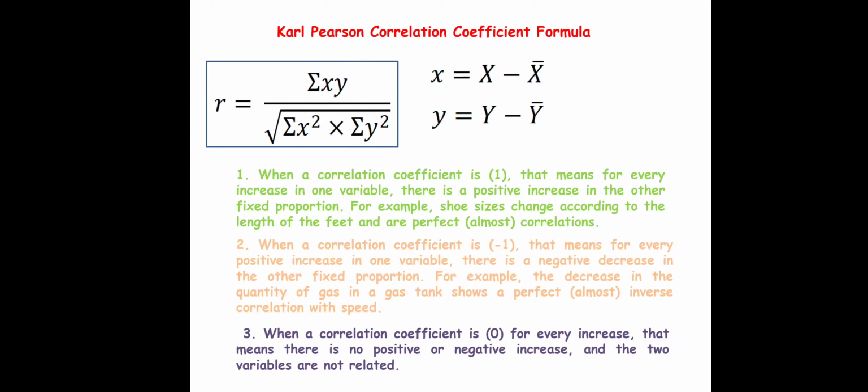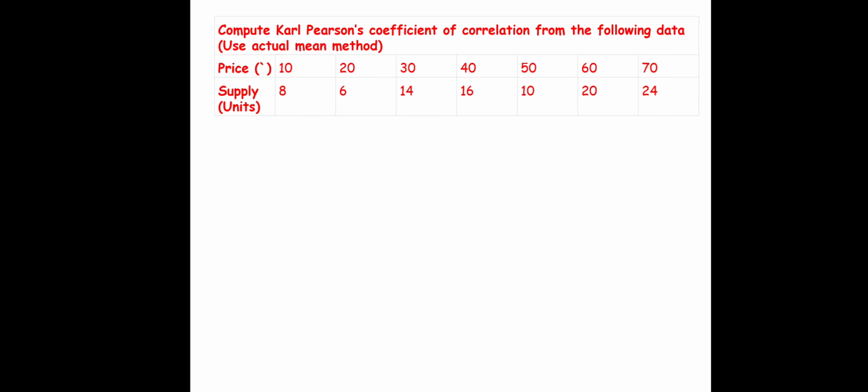And similarly, when the correlation coefficient is 0, that means there is no positive or negative change, and the two variables are not related to one another. So the coefficient might be +1, -1 or 0. Now we'll have an example over here.